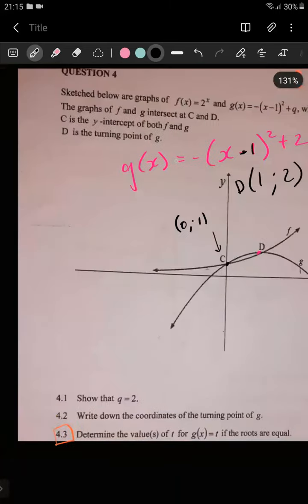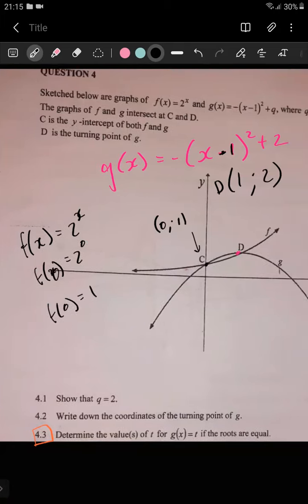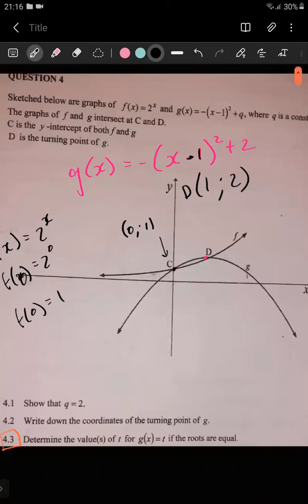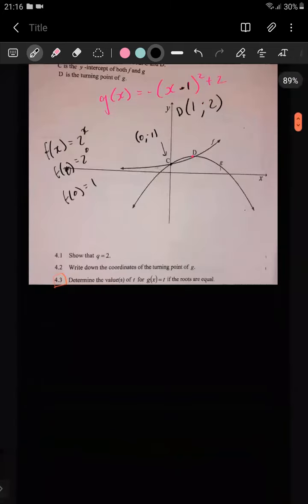Reason being, this is also a point where the graph of f of x cuts the y-axis. So in this equation of an exponential graph, we know that x here is 0. So if you put x there as 0, you're going to get that the y value is a positive 1. That y value, which is the y value of c, is what you can use in this equation to get q. That's how you get the 2 there. So yeah, that's not so bad, right?